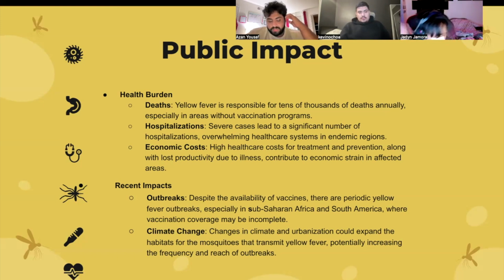Additionally, climate change is becoming a major factor, like everywhere else in the world. Changes in climate and increased urbanization create more favorable habitats for the mosquitoes that transmit yellow fever. This means that we could see more frequent and widespread outbreaks in the future. In summary, yellow fever isn't just a health challenge, it's also an economic and social one.